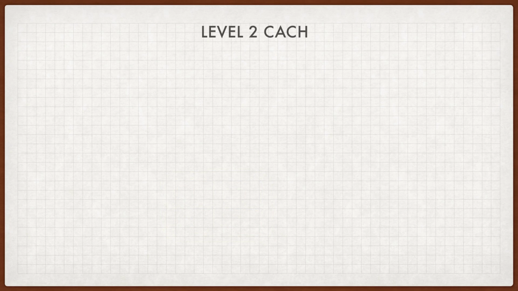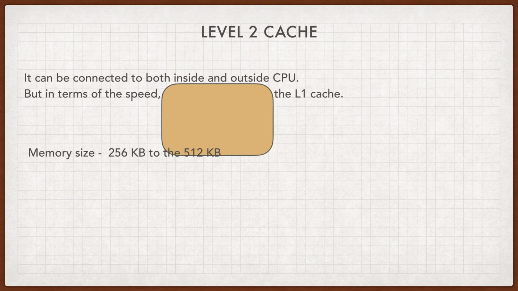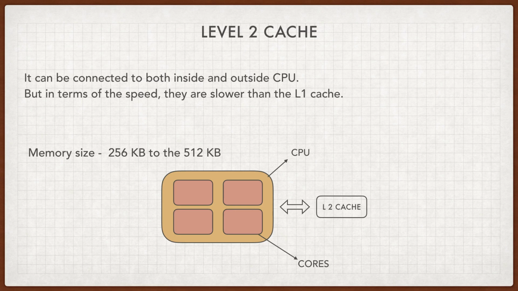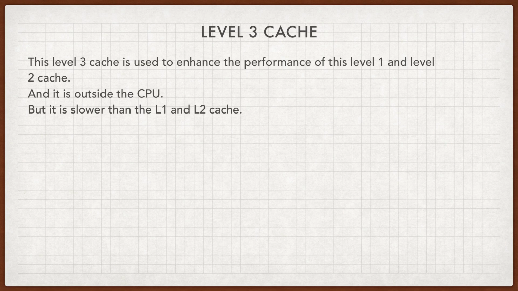Level 2 cache. It can be connected both inside and outside the CPU. But in terms of speed, it is slower than the L1 cache. Level 3 cache. This level 3 cache is used to enhance the performance of the level 1 and level 2 cache. It is outside the CPU, and it is slower than the L1 and L2 cache.